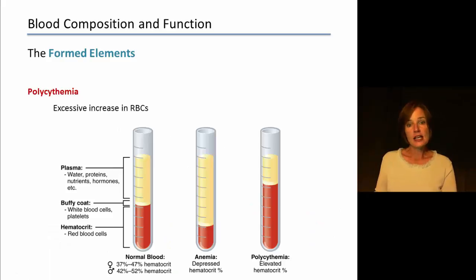Polycythemia is when there's an excessive increase in the red blood cells. You can see the comparison here. The first image is what our blood composition looks like in a normal individual. The second one would be perhaps what you have when you have anemia. Notice that there's a small number of red blood cells relative to normal. And then in this condition, you have a whole lot of extra red blood cells.